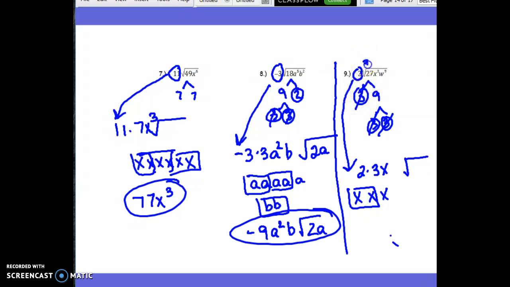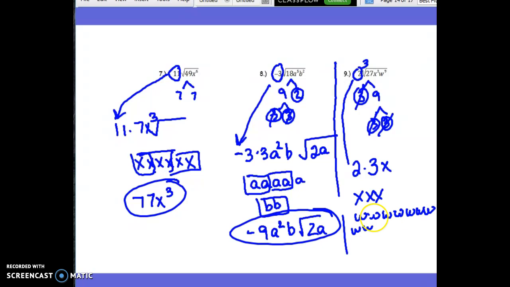I forgot. I wrote over it, but the index is 3. So actually, let me go back to this. It's the cube root, so this is going to be 2 times, we got one triple of 3's. Then our x's, we would have one group of x's, and for our w's, we've got 9: 4, 5, 6, 7, 8, 9. Just divided by 3, you're going to find out you have 3 groups. So your w would be to the 3rd power. Our final answer, there's no radical again, would be 6xw to the 3rd power.